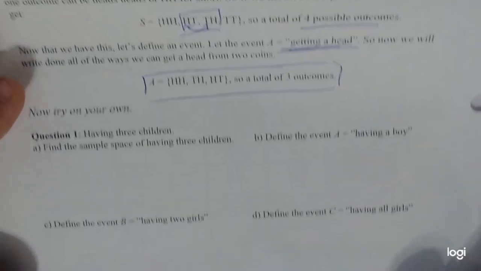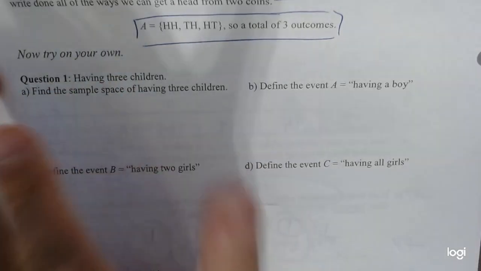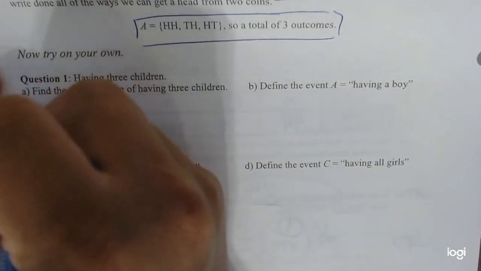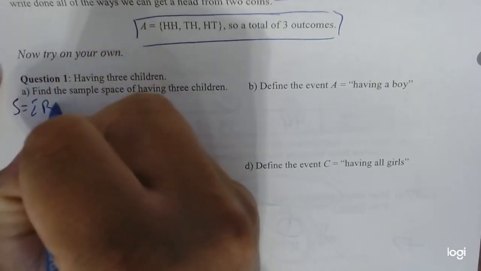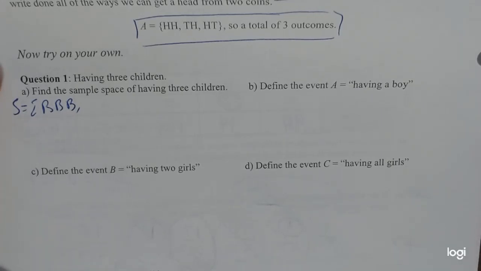All right, why don't you try one? Here's a little example: having 3 children. We want to find the sample space of having 3 children. Again, boy, girl, it's unique. I'll start you off. S is going to be, I'll start you with boy, boy, boy. That's one way. Go ahead and pause and try all the other ways you can think of having 3 children. So 3, 2, 1, pause.